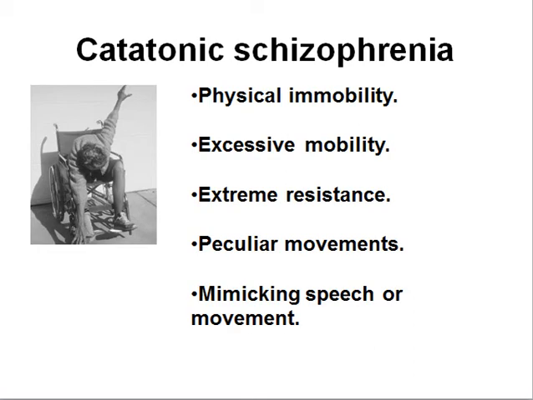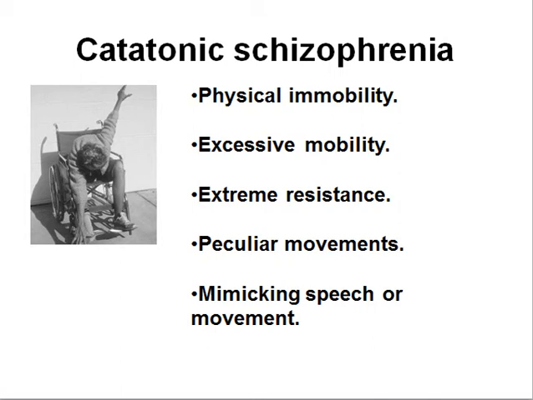Catatonic schizophrenia includes symptoms of physical immobility, excessive mobility, extreme resistance, peculiar movements, and mimicking speech and movement. With physical immobility, you may be completely unable to move or speak, or you may stare, hold your body in a rigid position, and seem to be unaware of your surroundings, what we call a catatonic stupor.